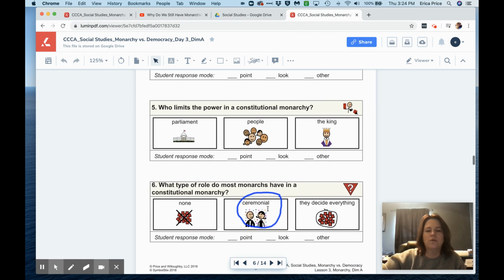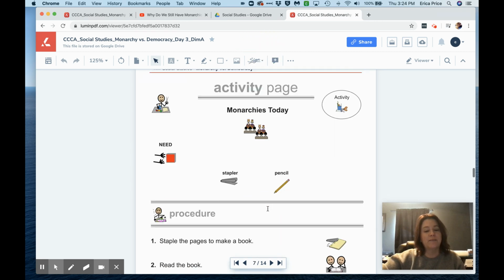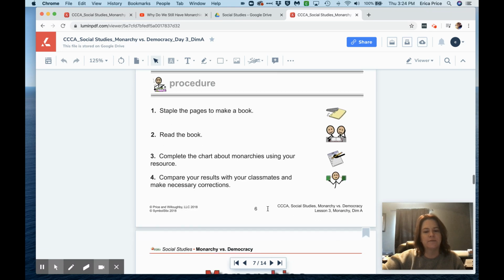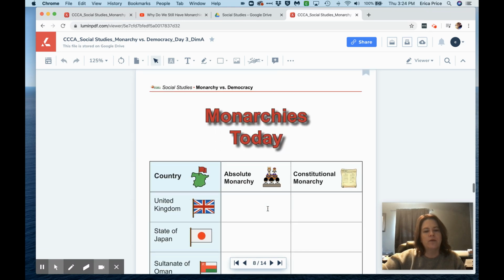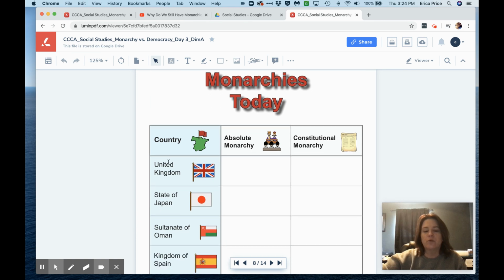All right, so let's go on. Oh, and here's our activity page. Okay, those 6 questions went with what we just did. We are going to look at different monarchies, and we're going to read about the United Kingdom, and we're going to determine, is it an absolute monarchy or a constitutional monarchy? And just put a check in the correct box. You can draw this out. You don't have to. You can just follow along on this.